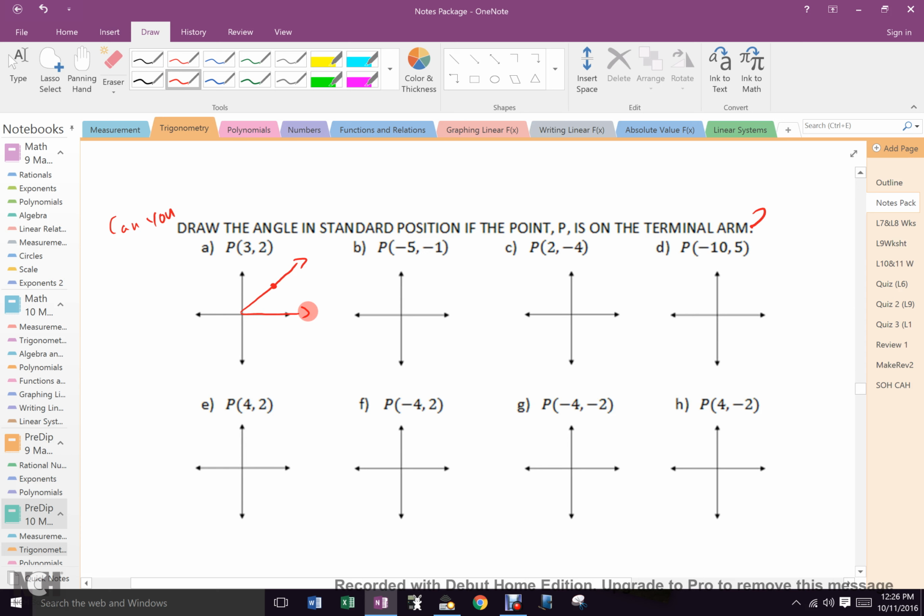Go. You got 5 seconds. I'm just kidding, you got longer than 5 seconds. You already did it because it's easy, right? -5, -1 down here. 2, -4 down there. -10, 5. 4, 2 right there. -4, 2. -4, -2. And 4, -2.